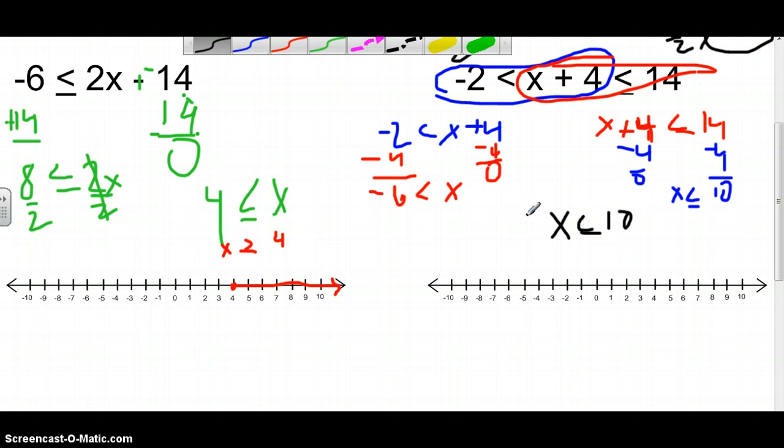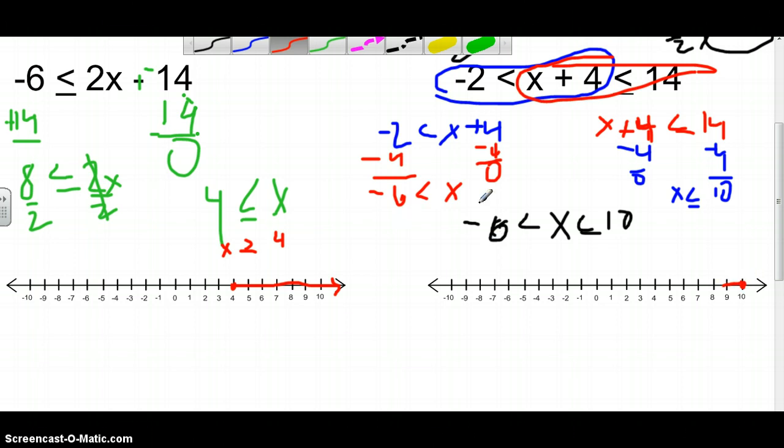And then we're going to bring down this greater than -6. So that's written in compact form. Then the tricky part is graphing this. This says x is less than or equal to 10. So here's my 10. It's going to be a closed circle, and it's going to go this way.